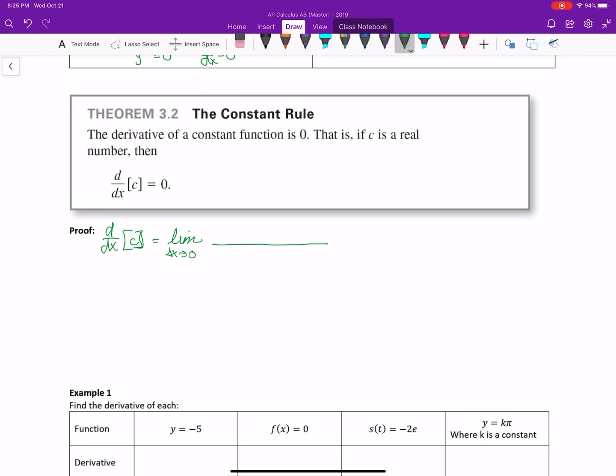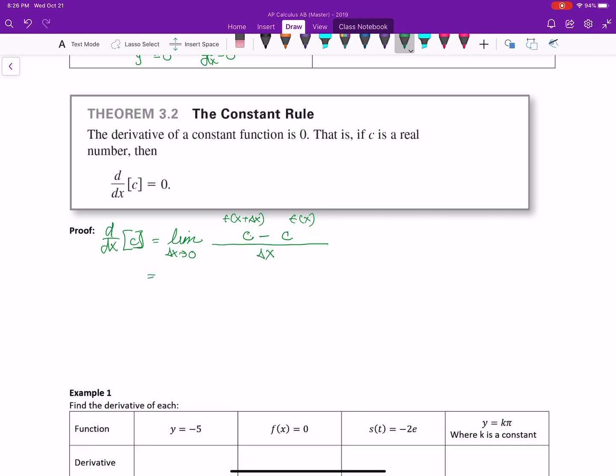f of c plus delta x. So if you think about this, if I'm doing x plus delta x, but there is no x to substitute in, we are going to get c. So f of x plus delta x is going to equal just c. And the same for f of x, no matter what, is always going to be c here. So that is over delta x.